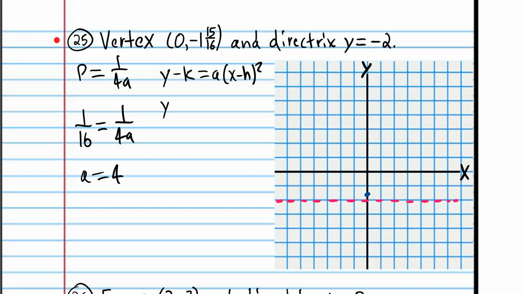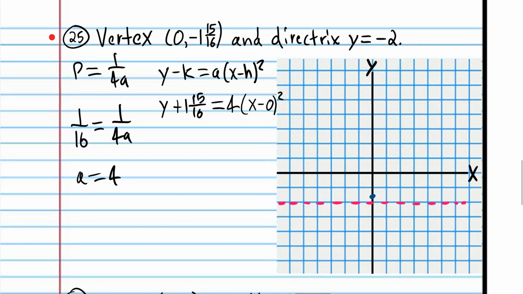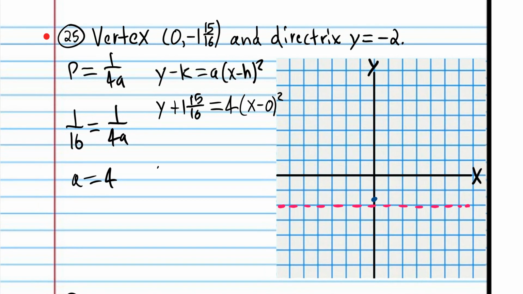So we have y minus the y value of the vertex is equal to a, which is going to be positive in this case. We found a previously, and x minus the x value of the vertex. So y plus 1 and 15/16 is equal to 4 times x squared.